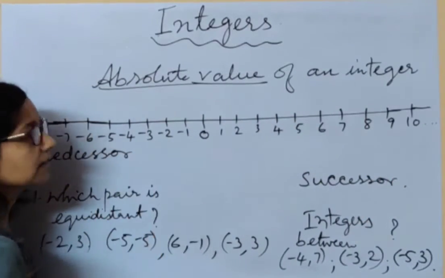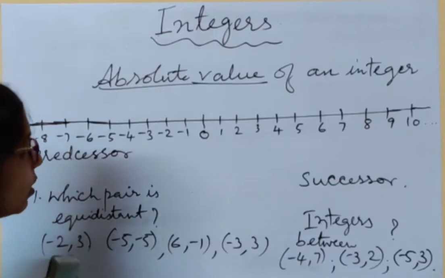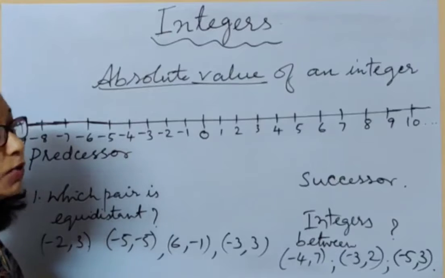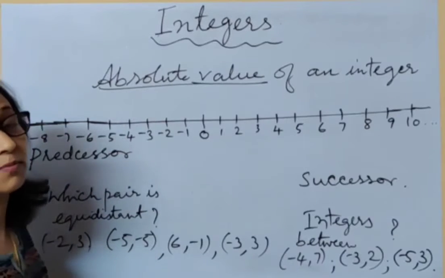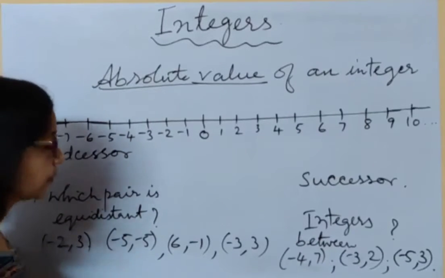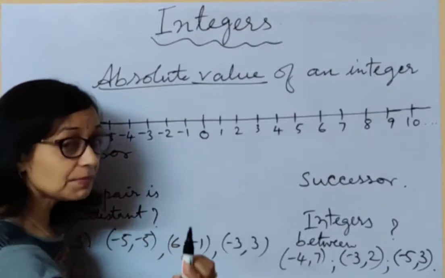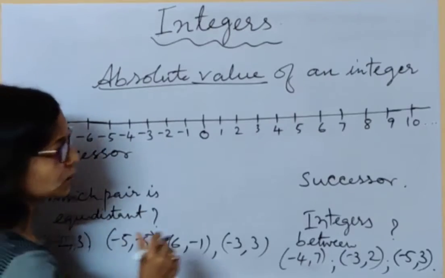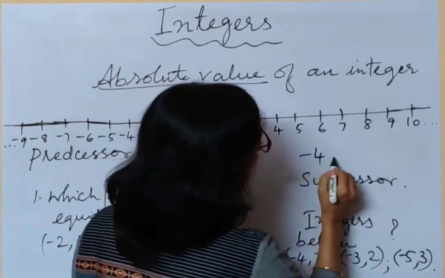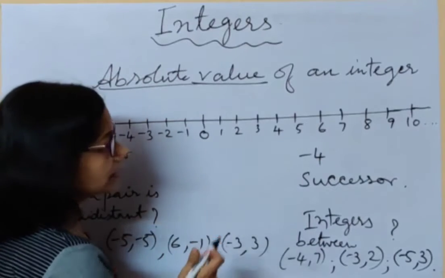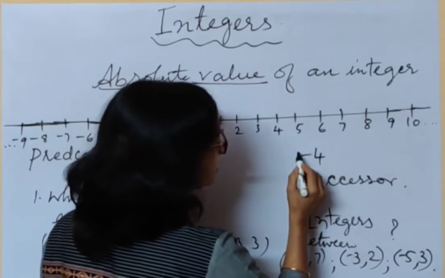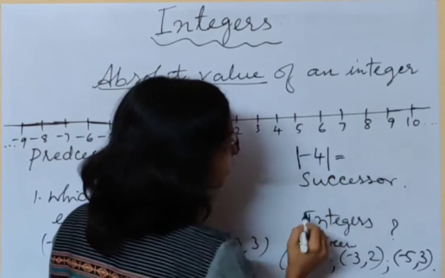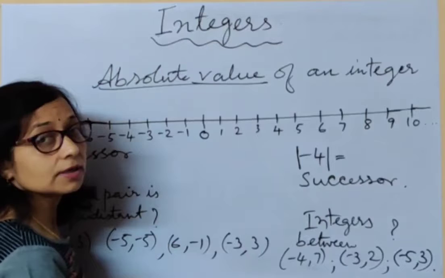Now let us understand, on the number line, what the absolute value of an integer is. What is the meaning of the term absolute value? Why do we say absolute value? We could have said simply value. Suppose you give me a number. Shall I take -4? Okay, right, -4. Now how do we write the absolute value? We write it inside two bars.